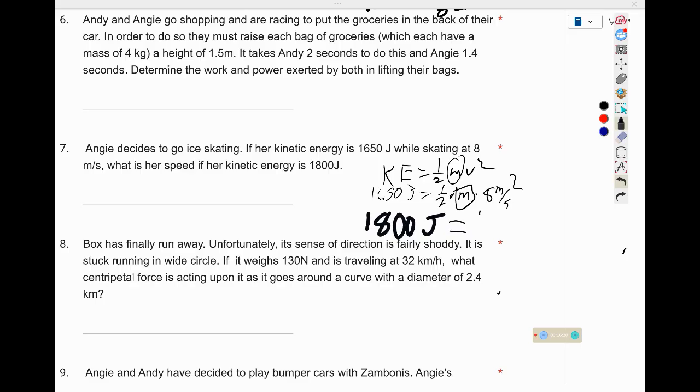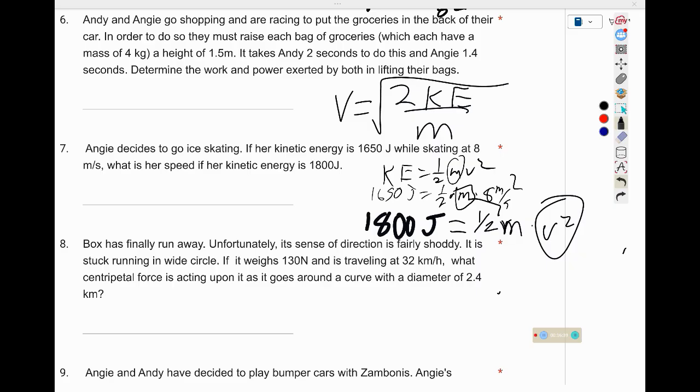1,800 joules equals 1/2 the mass that we just found times v squared. And that v squared right there, that's what we're going to look for. So we know that v equals the square root of 2KE over mass, because it's squared. We already know that kinetic energy is 1,800 joules. We'll have found the mass in the first part of the problem, and that'll give us our velocity. Okay? So that's how you solve that one.